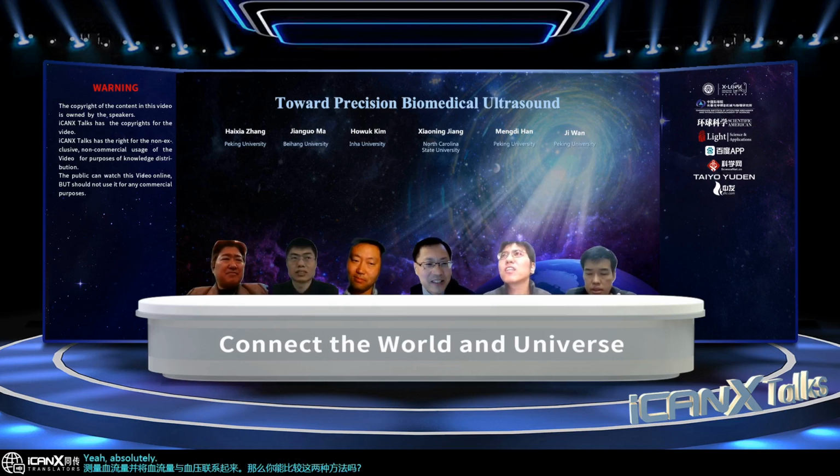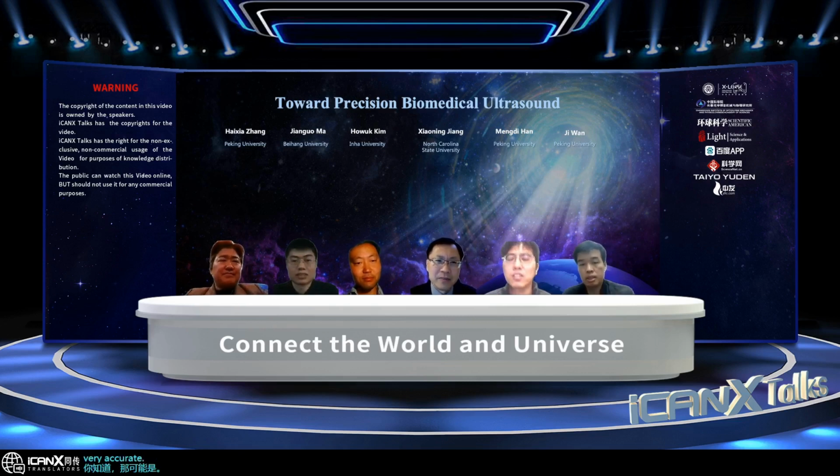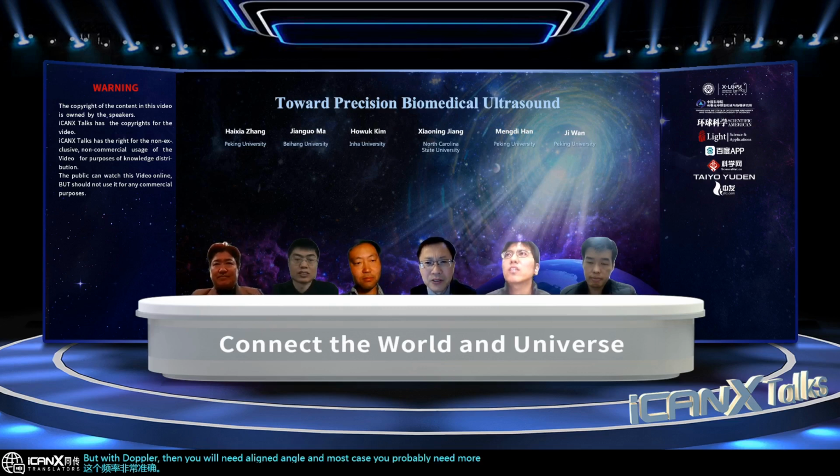Yeah, absolutely. This is a great observation, Mandi. With our method, we have limitations, but it's really good for us. If you have limited resources, you want to do things in a quick way and also cheap. With this single element, you measure the diameter. That could be very accurate with that frequency. But with Doppler, you will need to align the angle. In most cases, you probably need more than one transducer element to do that, right? So that could cause a little bit more complexity, but it's doable.